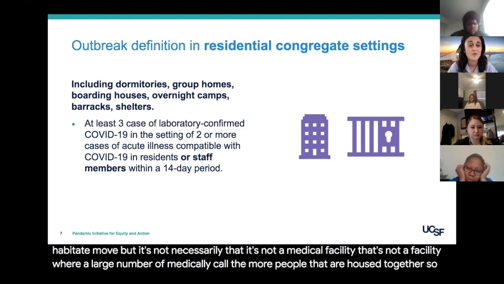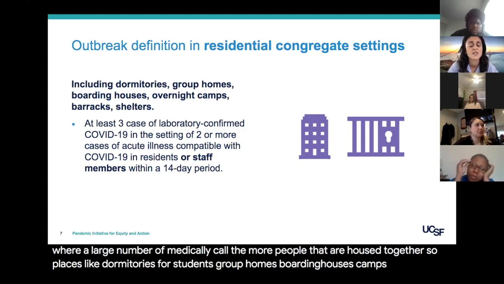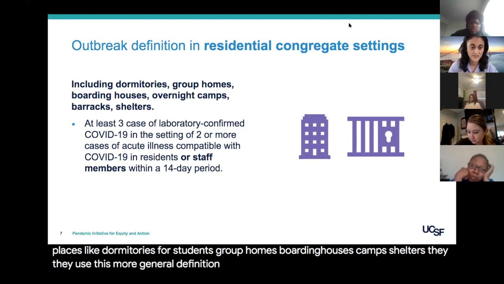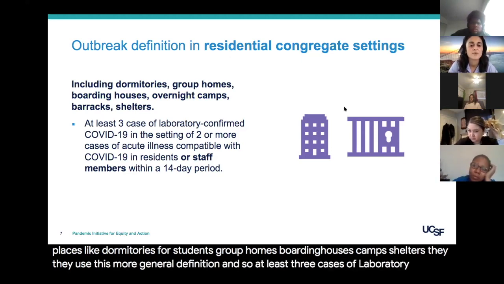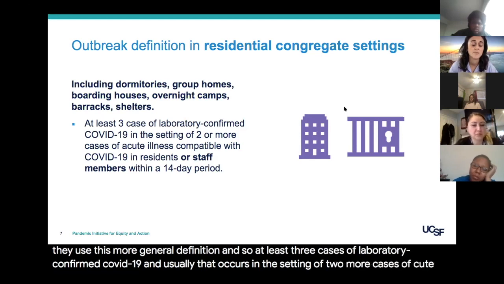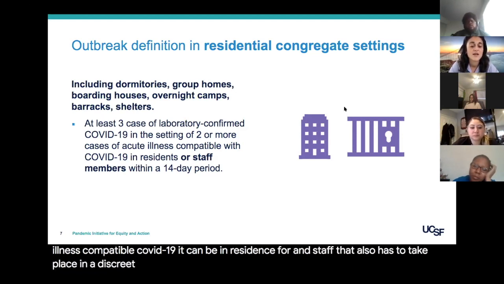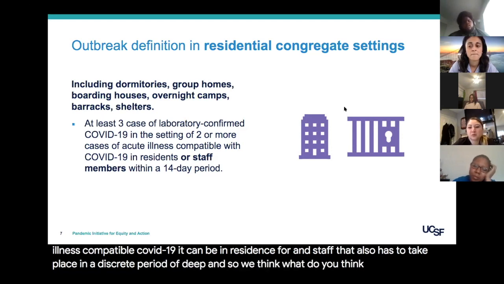So places like dormitories for students, group homes, boarding houses, camps, which was a thing over the summer, barracks, shelters. They use this more general definition: at least 3 cases of laboratory confirmed COVID-19. And usually that occurs in the setting of 2 or more cases of acute illness compatible with COVID-19. It can be in residents or in staff, and it also has to take place in a discrete period of time, so within a 14-day period. Next slide.